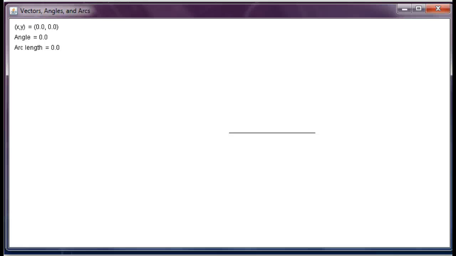So here's a program that extends some of the work done in the unit vector and position vector programs. Notice here it has not only the XY coordinates but also an angle and an arc length entry. So here and here actually what I've drawn is the x-axis. When I click here, what happens is I get a vector.